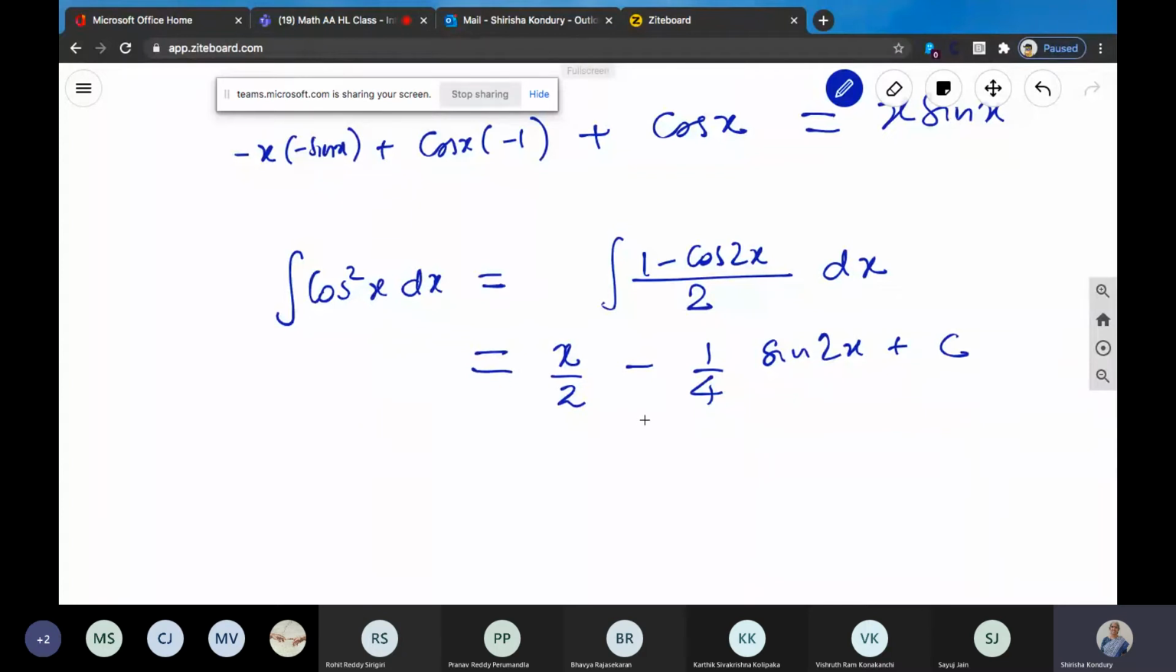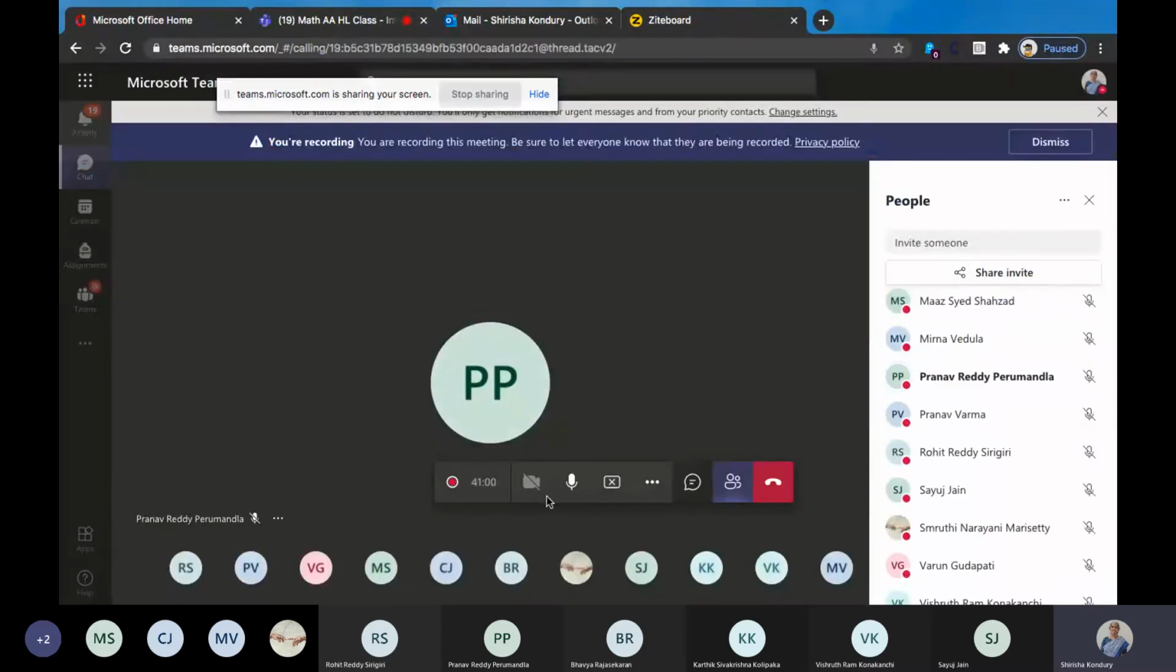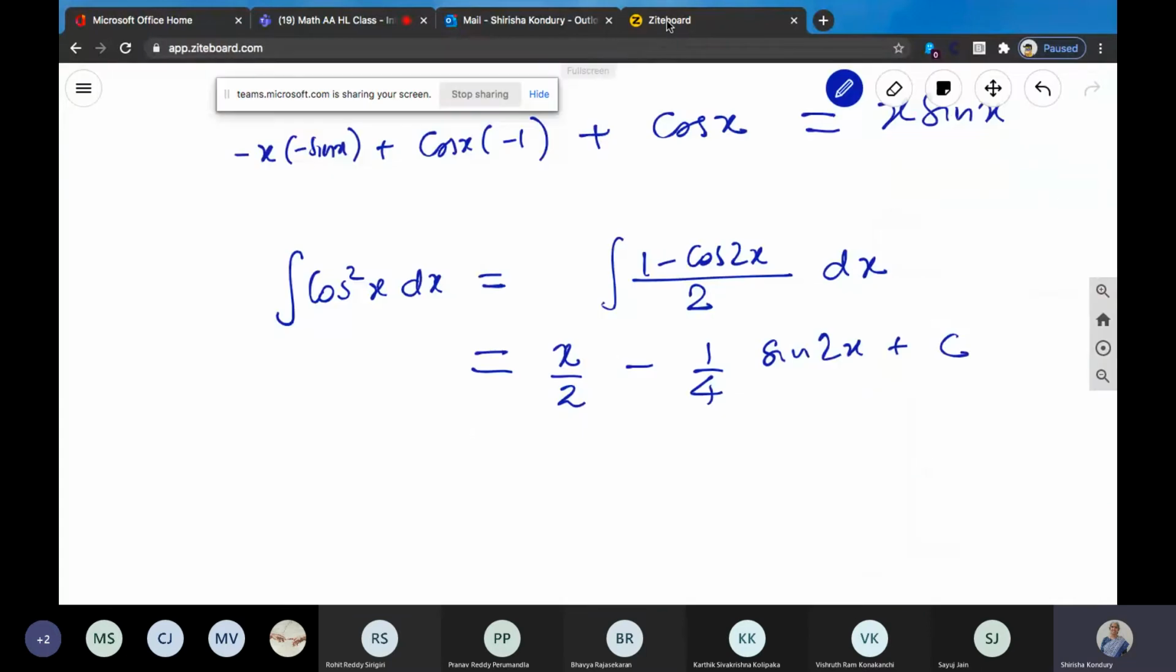Fine. I'm going to see if I can use integration by parts for solving this. I'm sorry, give me a minute. I'm extremely sorry about that disturbance.